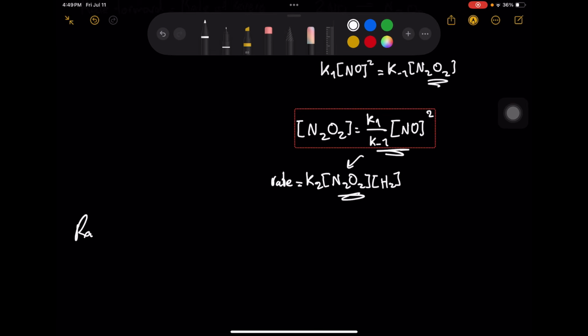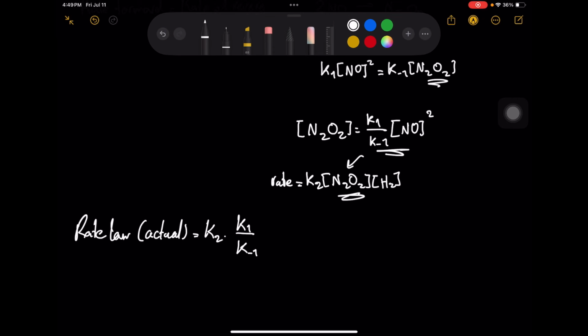So the rate law, the actual rate law, would be K2 K1 over K negative 1 times NO squared times H2. Notice that we try to write this equation here. We just changed the formation of how we write the N2O2 to this form.